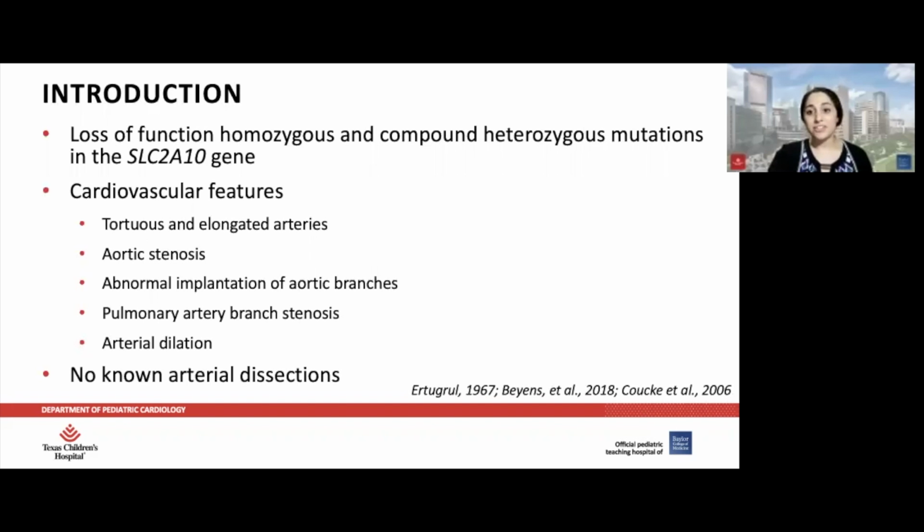A little bit of introduction, as many of you know, ATS is distinguished by loss of function, homozygous or compound heterozygous mutations in the SLC2A10 gene. The cardiovascular features that are typically seen include tortuous and elongated arteries, aortic stenosis, abnormal implantation of aortic branches, pulmonary artery branch stenosis, and arterial dilations. And like Dr. Morris had mentioned, to date, there have been no known arterial dissections published in the literature with those with confirmed ATS.